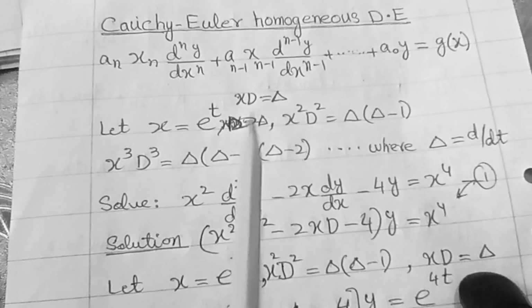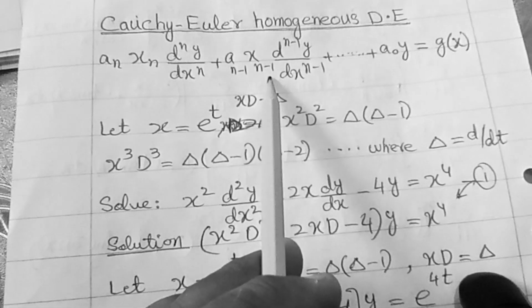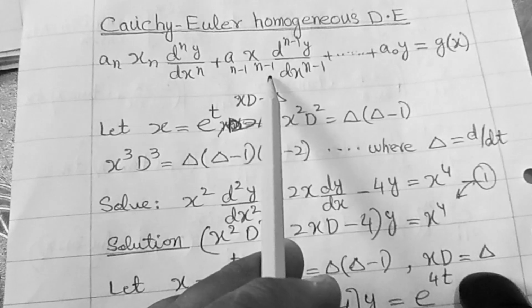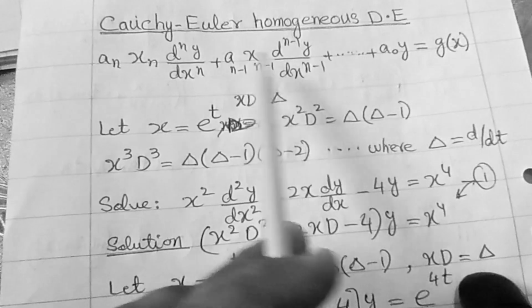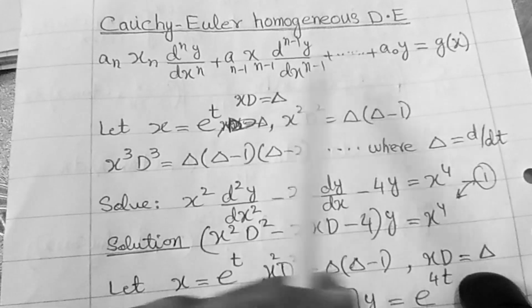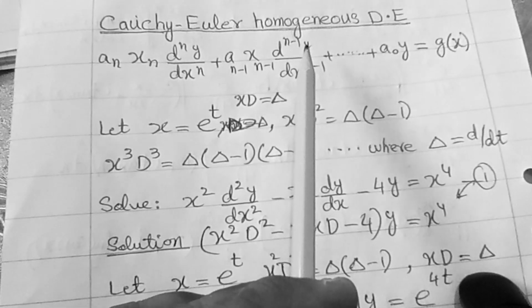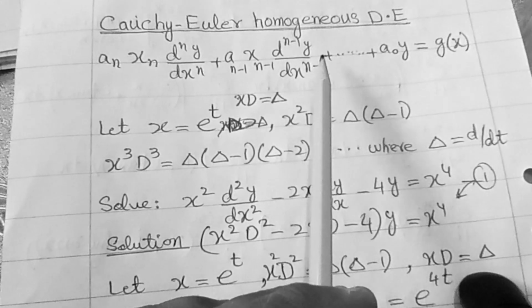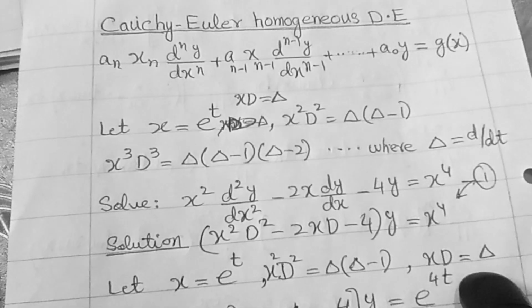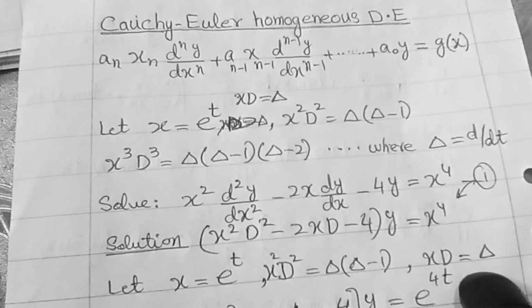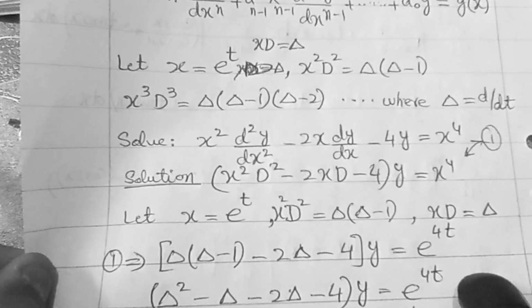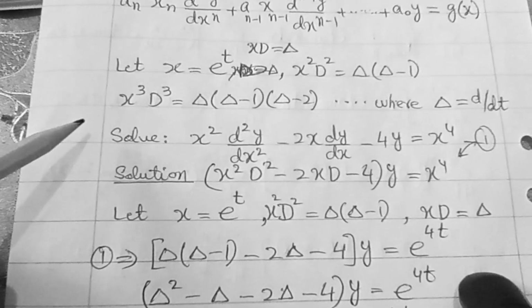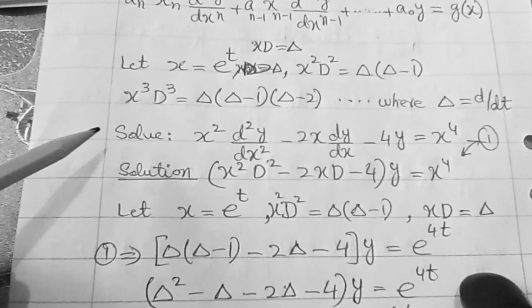Similarly, the second term would be x to the power n minus 1. This is the degree of the polynomial, and this is the order of the differential. And look at this. If the degree and order are the same, this kind of equation is known as a Cauchy-Euler differential equation. So here we will use a specific technique to find the solution of such a kind of differential equation. In this type of differential equation, we will apply some substitution for obtaining the solution.